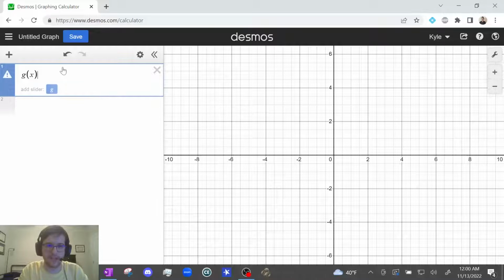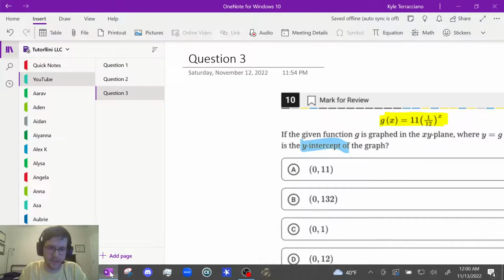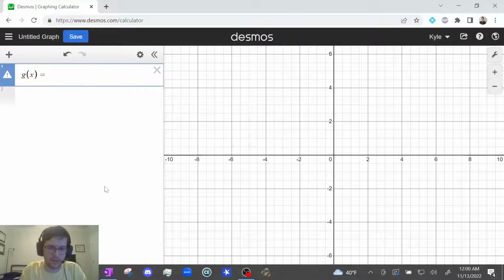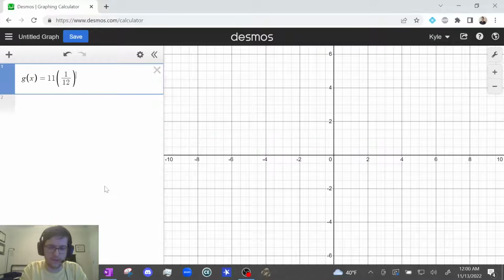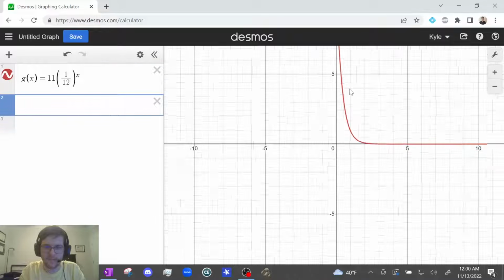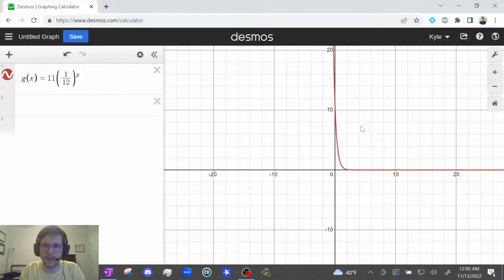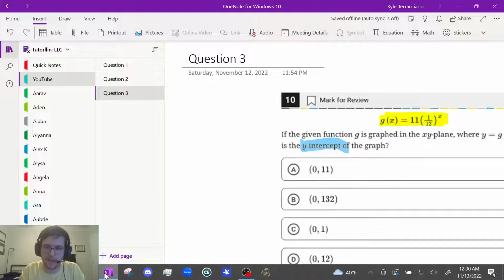So g of x equals 11 times 1 over 12 to the x. To the x, right? Good. And I'm going to zoom out. And what did they want me to find again? Let me check. The y-intercept.